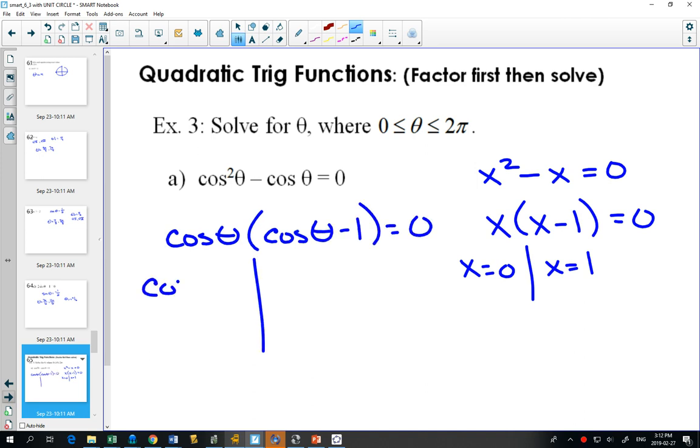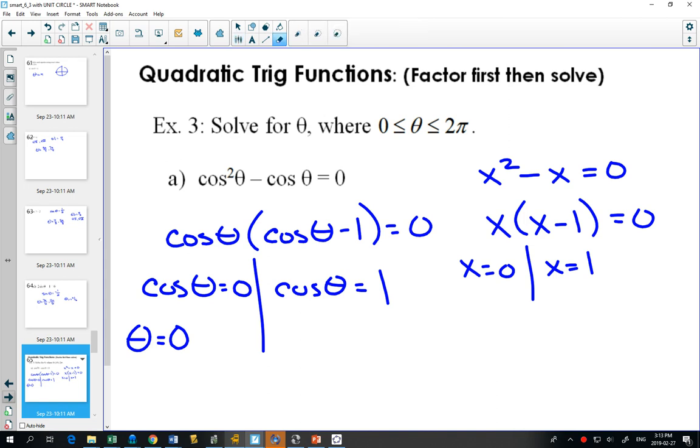Split it up. Either cos theta is 0 or cos theta equals 1. Here, we have to keep going because we haven't solved for theta yet. We say, when is our x coordinate equal to 0? It's 0 at pi over 2, and at 3 pi over 2.